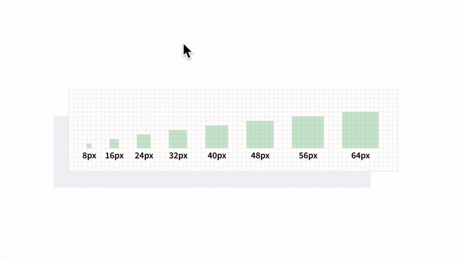Like I said, I like using 8 pixels and spacing icons by a 4 pixel half step. Right here we have an 8 pixel base unit. And you can see it's spaced out to 16, 24, 32, and so on and so forth.